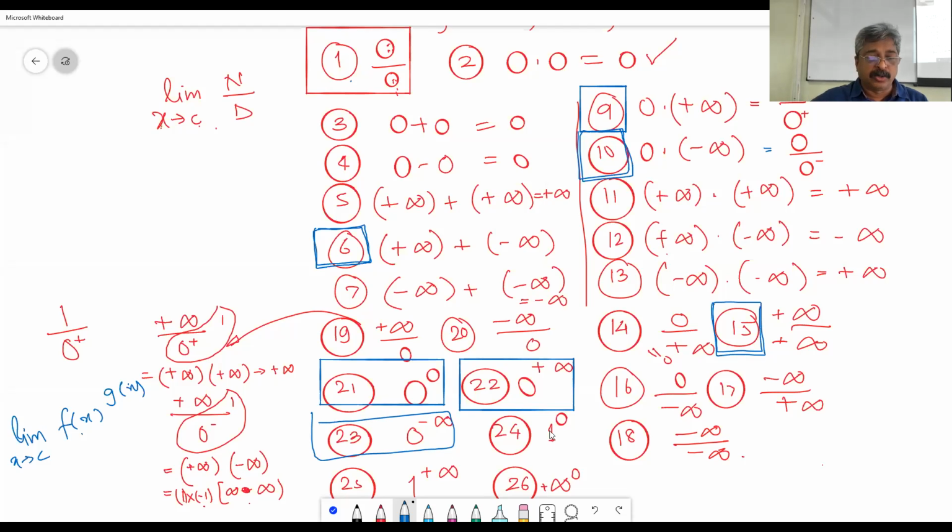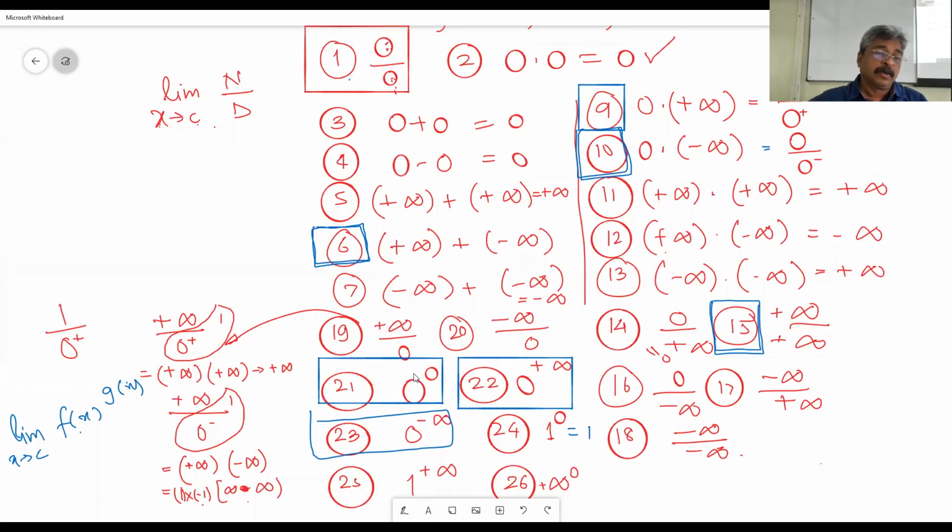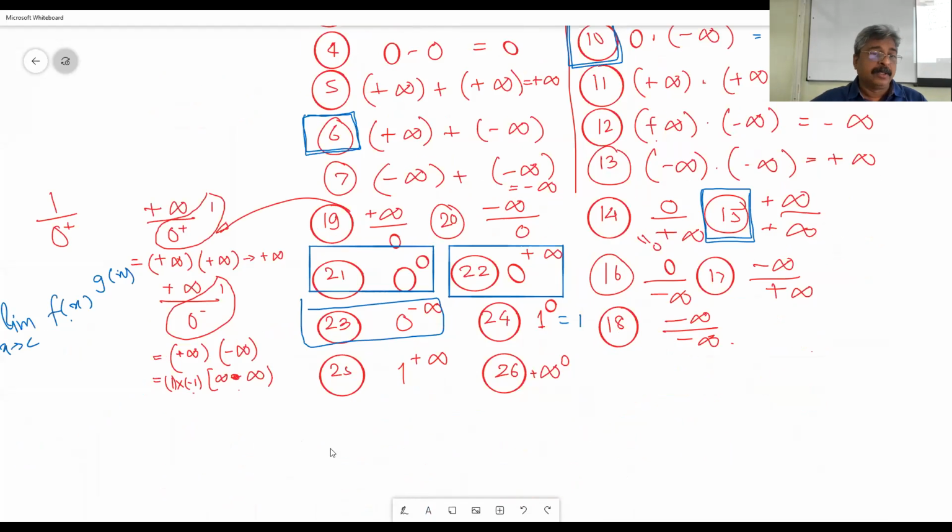Now 1 raised to 0. 1 raised to 0 means you are tending to 1 and the power is 0, therefore it will be equal to 1. Now 1 raised to plus infinity: you are tending to 1 and the power is plus infinity. This is indeterminate.